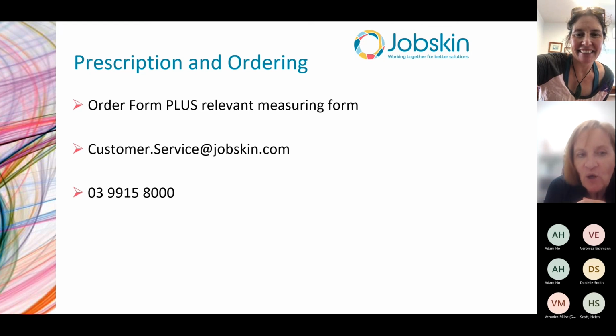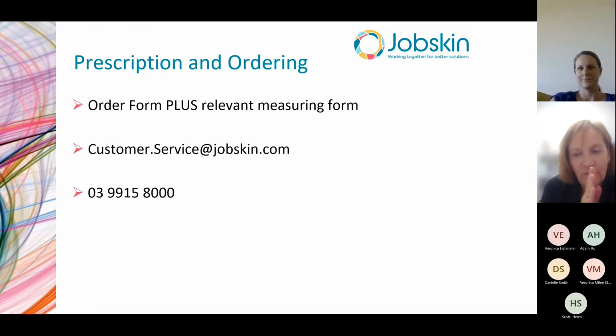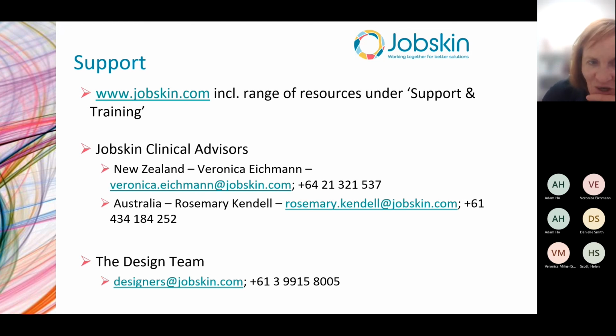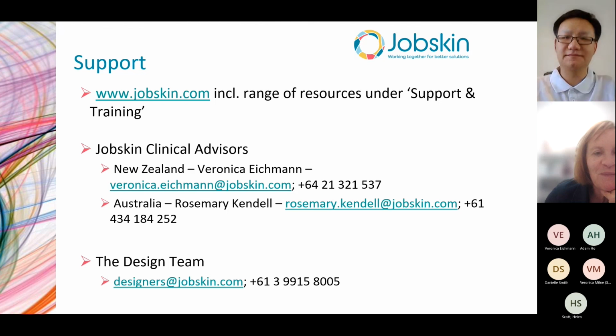Just to finish up, when you are ordering, you need to include an order form plus the relevant measuring form that you've used. You then send that order to customer.service@jobskin.com, regardless of whether you're in Australia or New Zealand. The factory number is 0399158000 for Australians, and I apologise, I forgot to put on the New Zealand number, but Veronica will put that in the chat. And then I've been told since the last webinar that I've got the incorrect number up there for the design team at the bottom of the page. It should be 8010. So if you can just make a note of that.